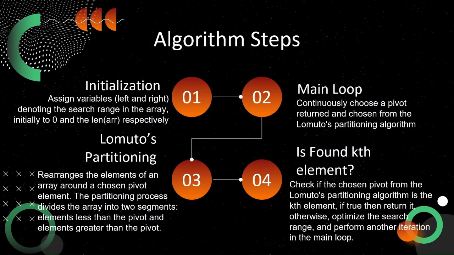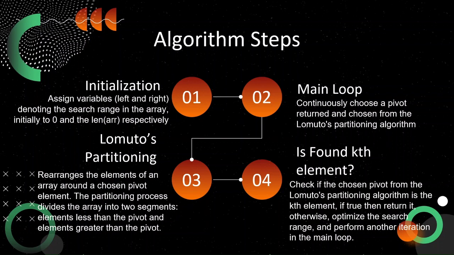Moving forward to the algorithm steps, we first begin with the initialization of our variables. Assign the left and the right, denoting the search range in the array, initially to 0 and the length of the array respectively. Then enter the main loop, where we repeatedly choose a pivot based on the Lomuto partitioning.